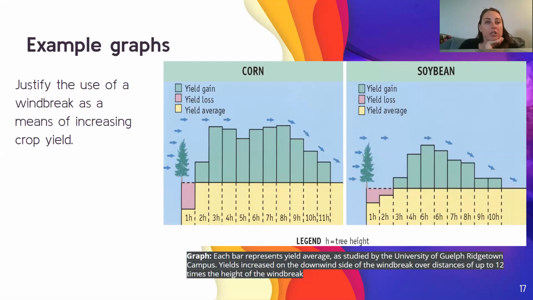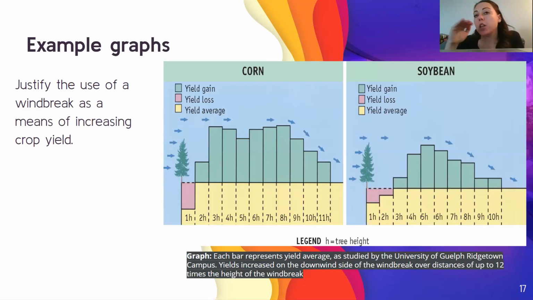Okay, so this one asks us to justify the use of windbreaks as a means of increasing crop yield. I'm going to take a look at this and I'm going to be like, I got nothing. I have no idea what's happening in this particular graph. So let's go through our steps.